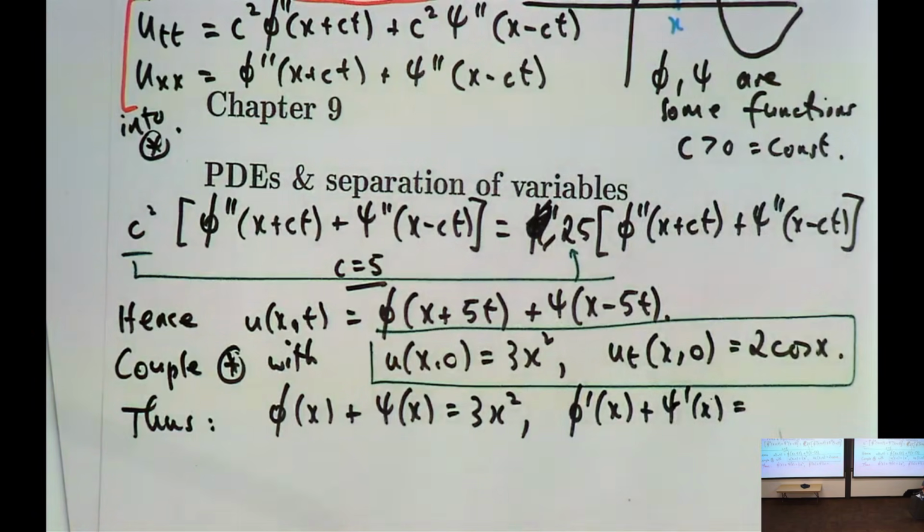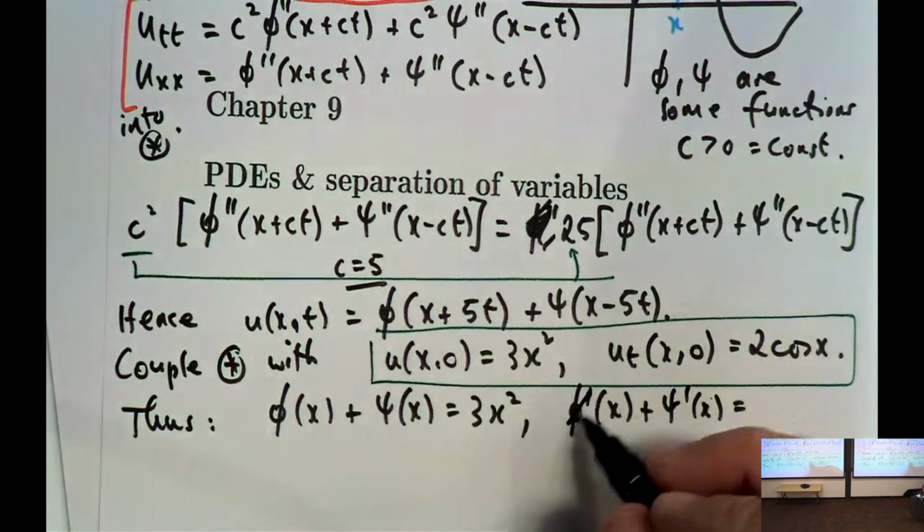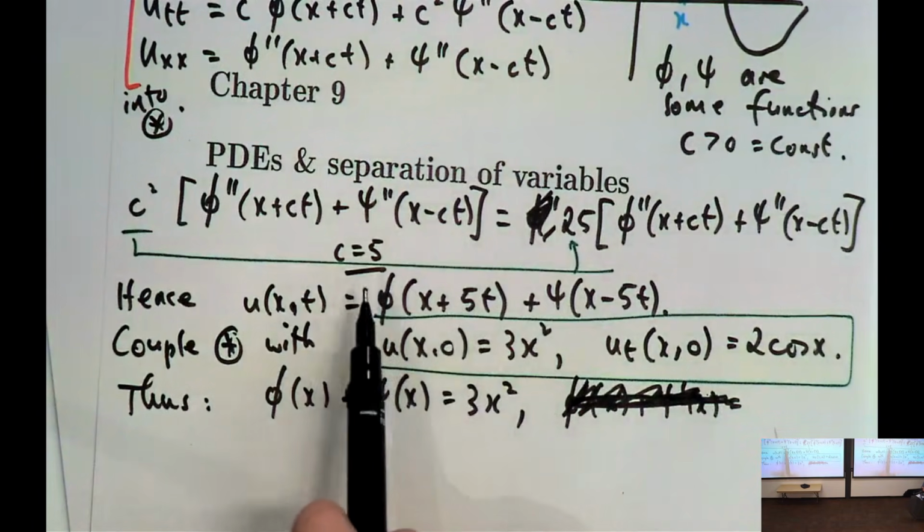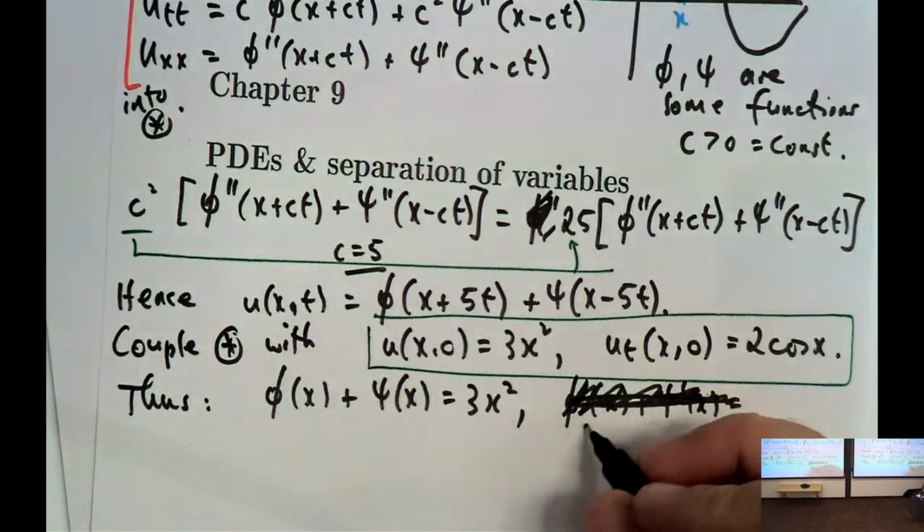Oh, hang on. I'm differentiating with respect to t. Sorry. Let me adjust that. So the 5 is going to come to the front. The negative 5 is going to come to the front.